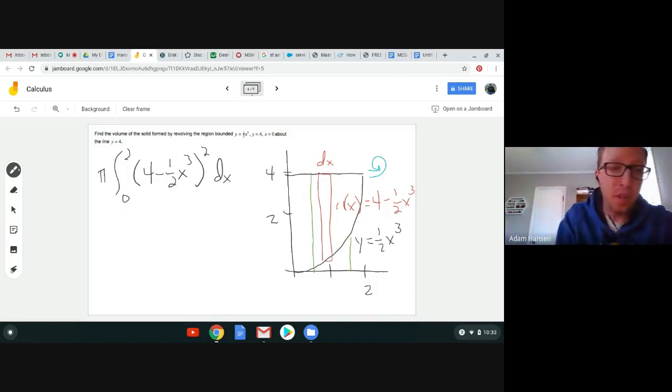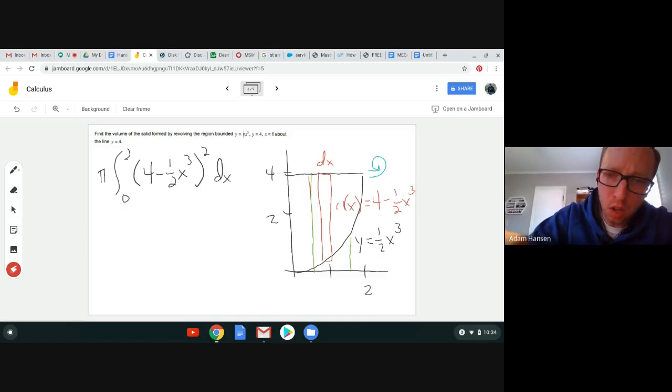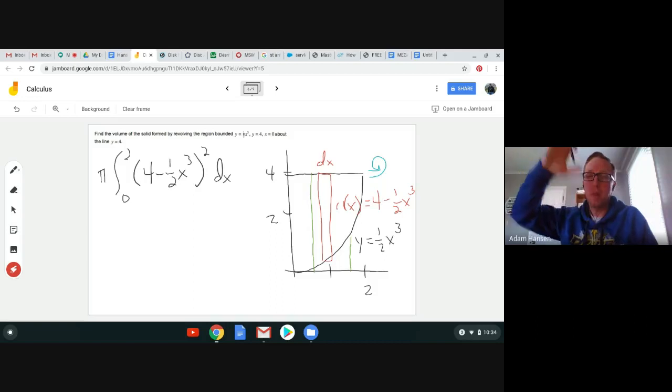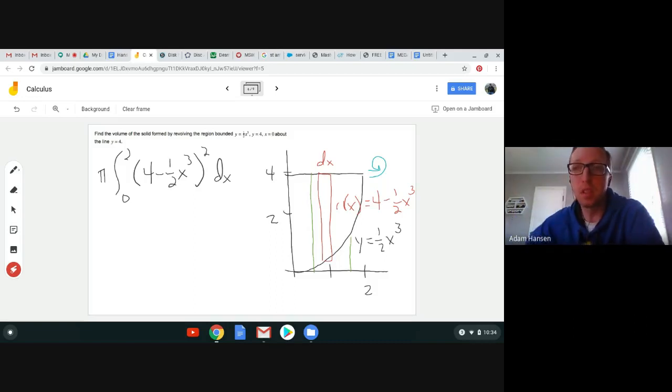If I was rotating around the x-axis, kind of a more typical, easier type question, my radius would be 1/2 x cubed. But I'm rotating a region that's above that. I'm rotating around y equals 4. So the radius for this region on top is, well, this is 1/2 x cubed. The whole distance from top to bottom is just 4. What I want is the difference of the two right here. It's like the whole thing minus one piece to get me the other remaining piece. Does that make sense?